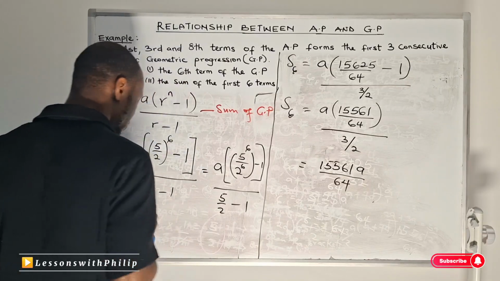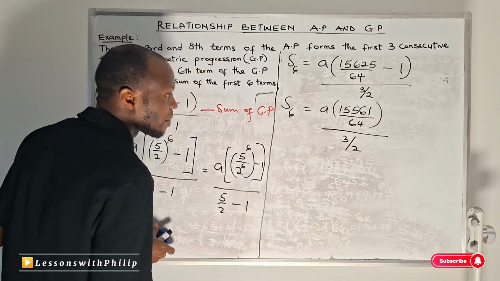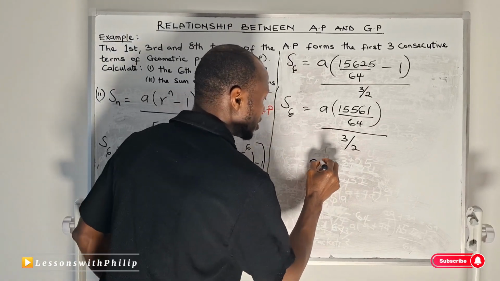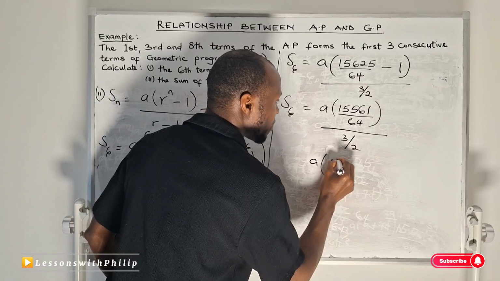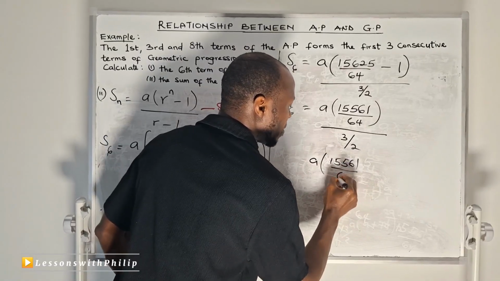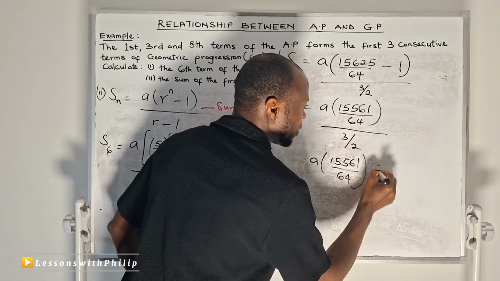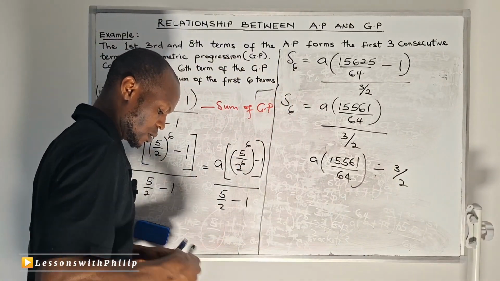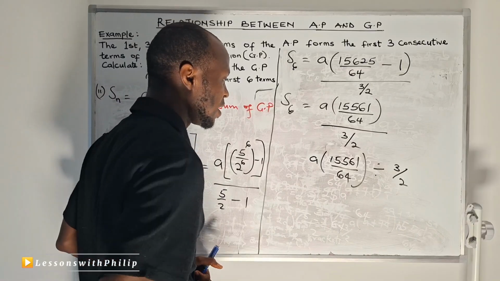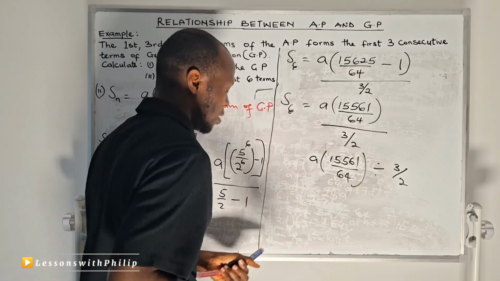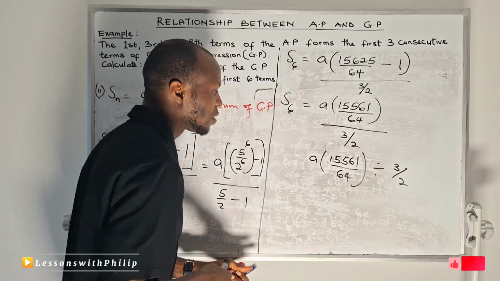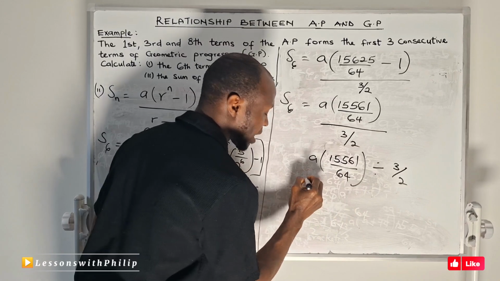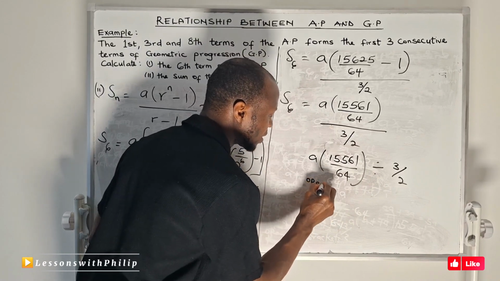Or if I don't want to confuse us, let me write it in this format. This is the same thing as A into bracket 15561 divided by 64, now divided by 3 over 2. Let's be taking it gradually. Okay? Let's be taking it gradually. Now from this side, if I change this to multiplication and I open this bracket, let me take it gradually.